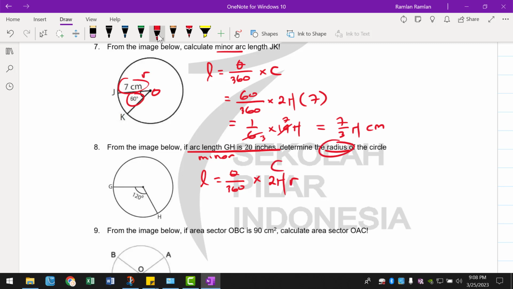Previously we only had C. In C we don't see any r, right? But that's why we're going to write it down like this, because the formula for the circumference is like this. Okay, now let's write down anything that we know from the question.